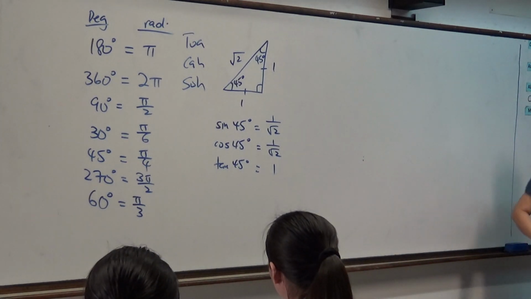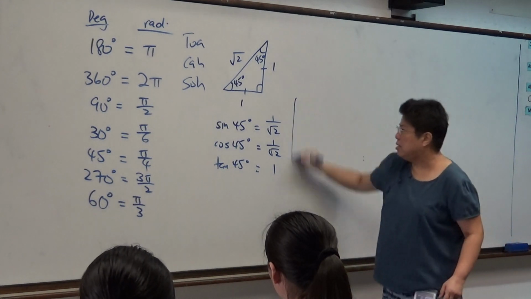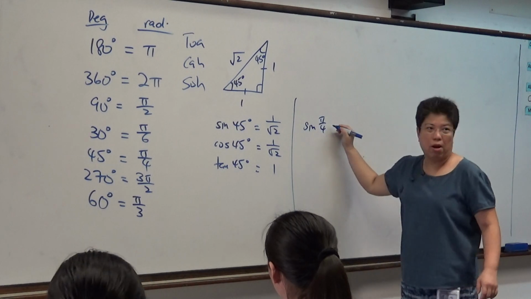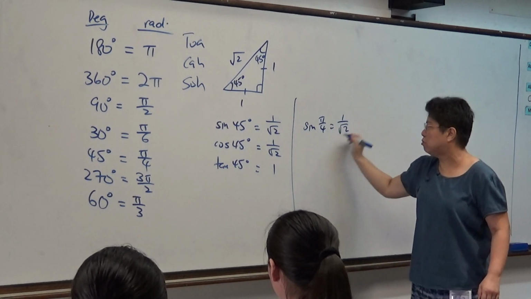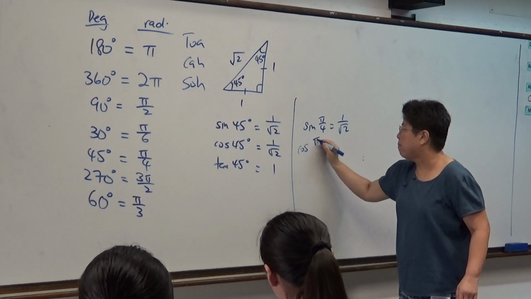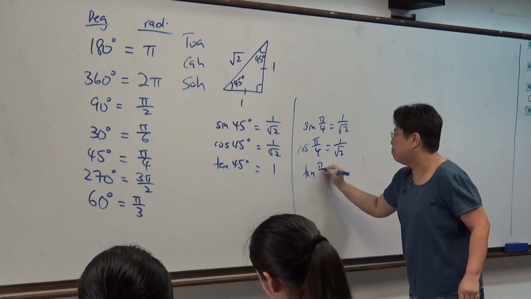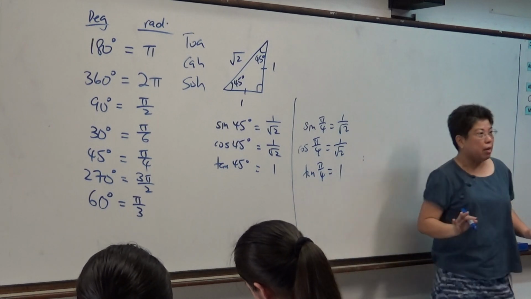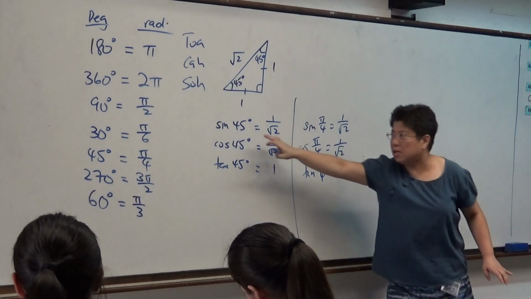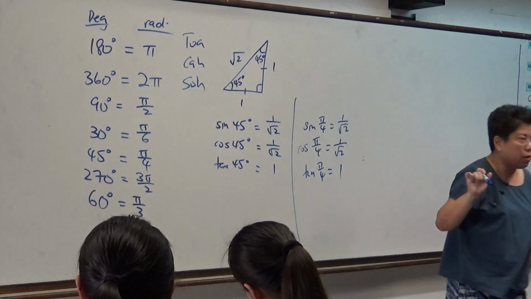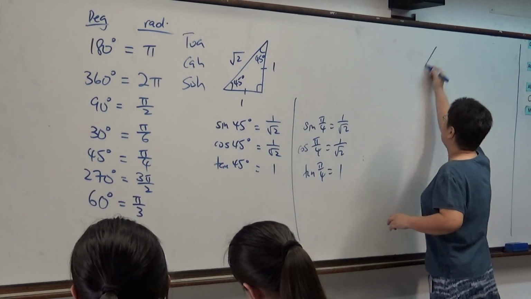Now this is when we write it in what? Degree form. Now, if I write it in radians form, it will be sine pi over 4, right? Equals 1 over root 2. Cosine pi over 4 is 1 over root 2. And tangent pi over 4 is 1. It's the same thing. Just that I write this is equivalent to this. Everybody clear? Yes. Okay.